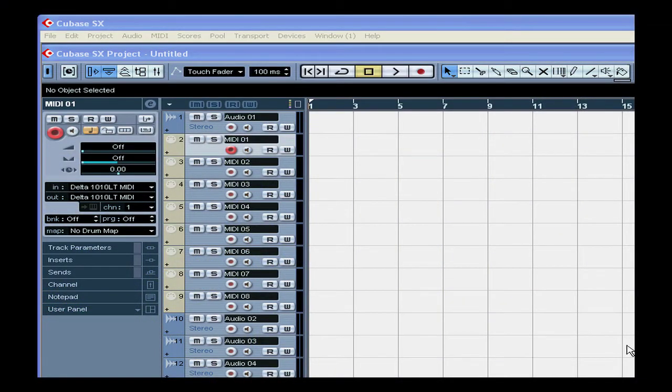Hi, and welcome to Cubase 3. Before we start, I want to make a few general comments about your system requirements and working with Cubase.